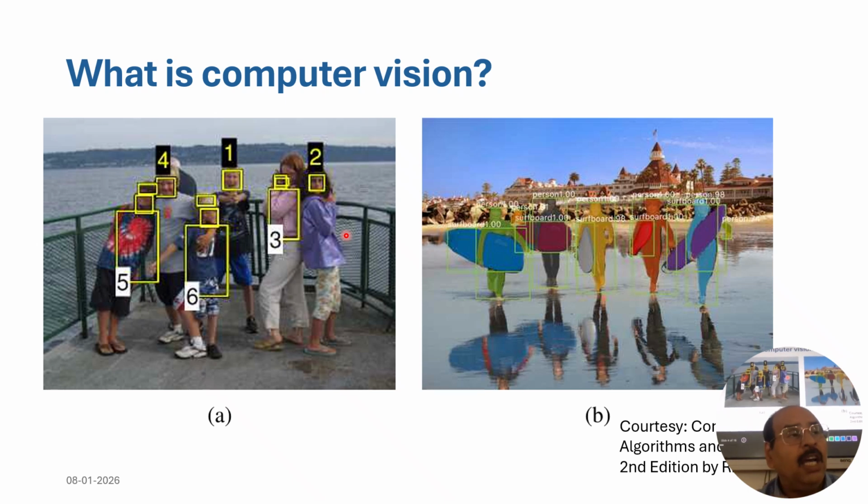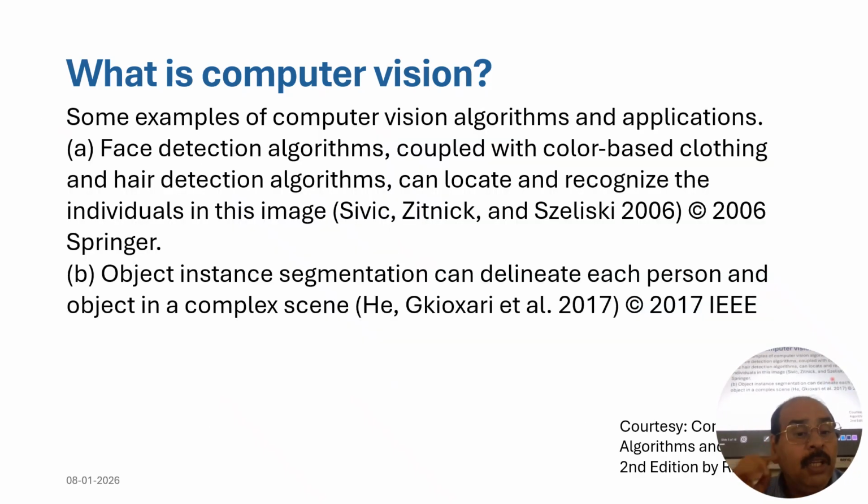Similarly, we have another image on the right side that is able to classify certain parts of this image. Yes or no? So you have two images. What are these two images? We'll see the basics. The first is the face detection algorithm, coupled with color-based clothing and hair detection algorithms.